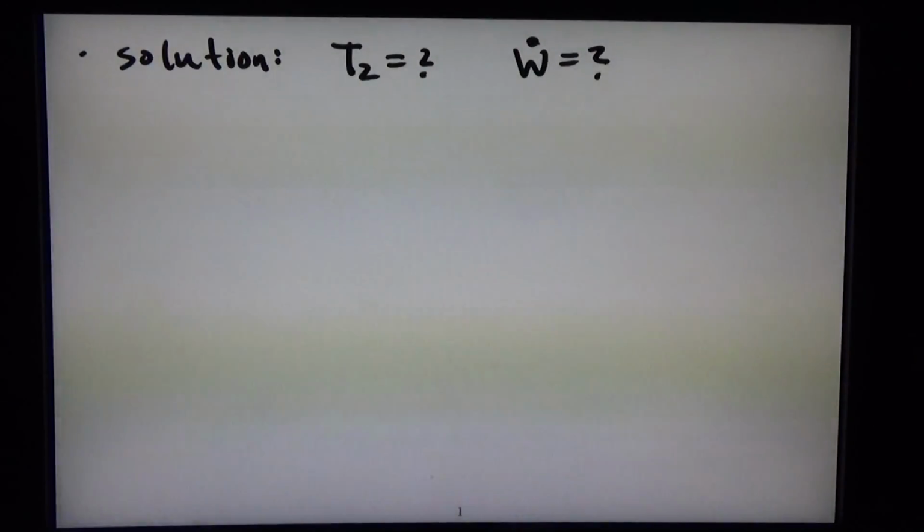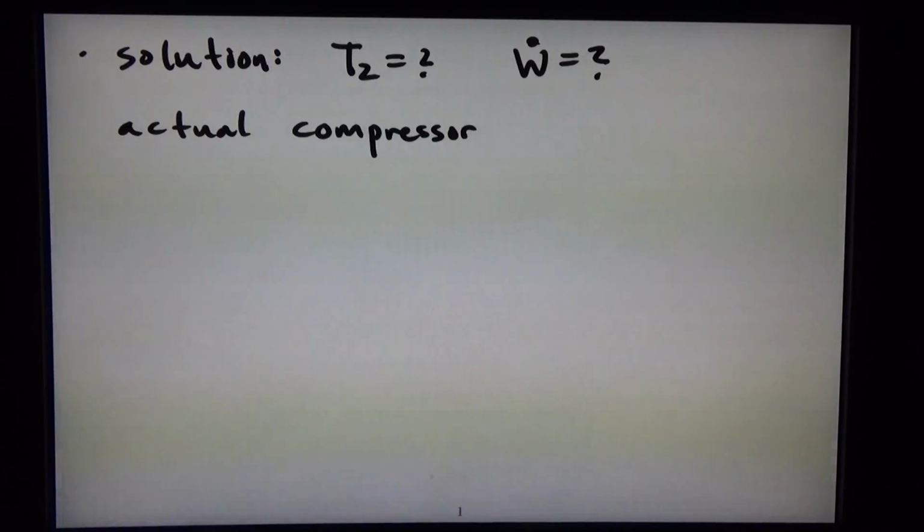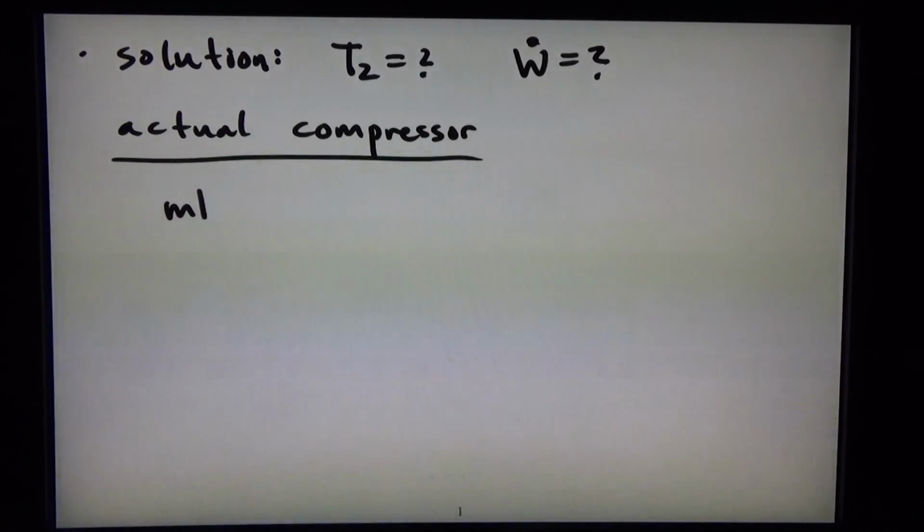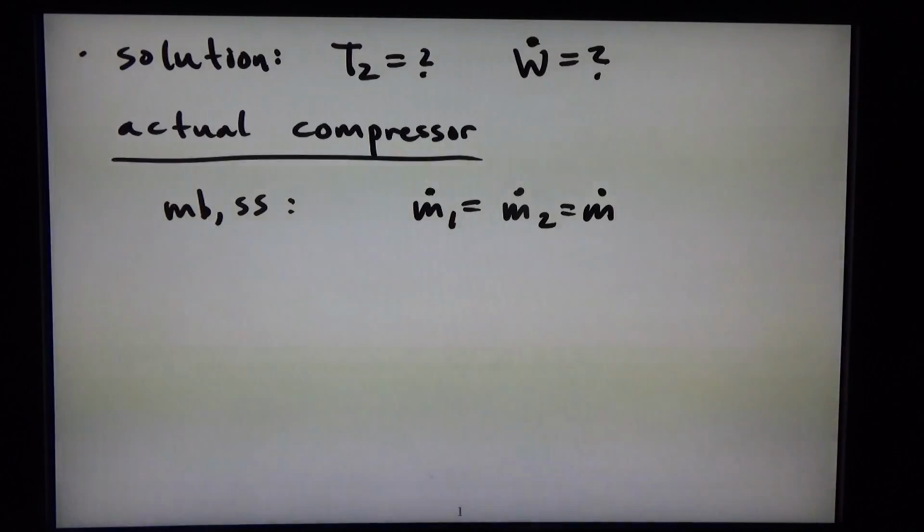Alright, so what we're going to do, just like in the last problem with isentropic efficiency, we start off by analyzing the actual device. So for the actual turbine, or sorry, no, not turbine, compressor. For the actual compressor, we can write the mass balance. For the mass balance, not of much use. We get a constant mass flow rate, but we don't have V or A for the inlet or exit. So nothing to do with the mass balance.